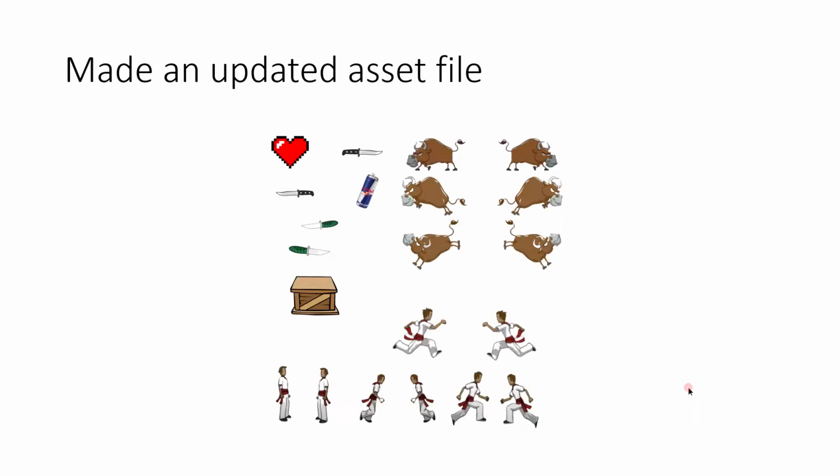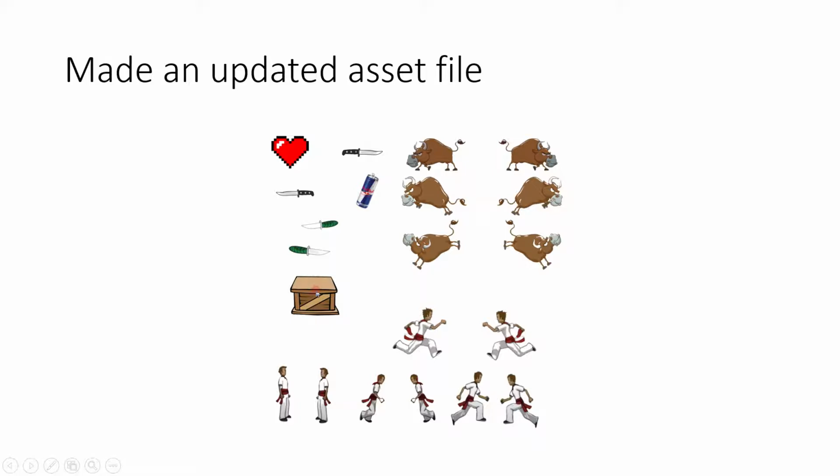For this week, what we have done so far is made an updated asset file, which is basically the master asset file for now. It includes the three states of the bull, and they have been reflected because, as previously discussed, our bull is going to move left and right, and the same goes for our person. It's going to move left and right.